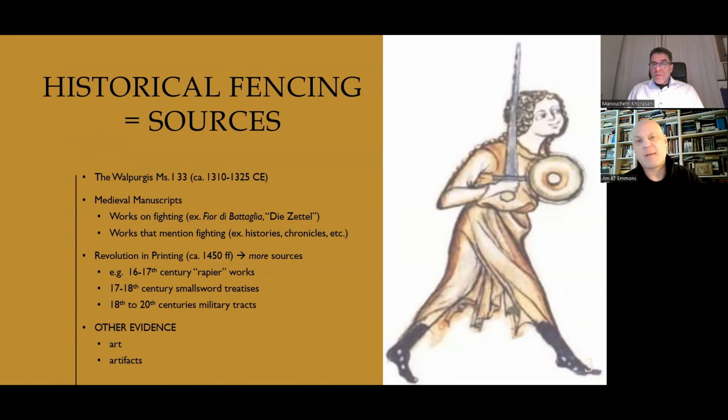Later, sort of high Middle Ages on, we get more documents. For the Liechtenauer tradition, there's Döbringer and other documents. Fiore de Liberi is another good one with his Fior di Battaglia. And these are difficult because of a number of reasons. We have works that talk about fighting, like books, right? But we also have things that refer to fighting, so chronicles or histories.